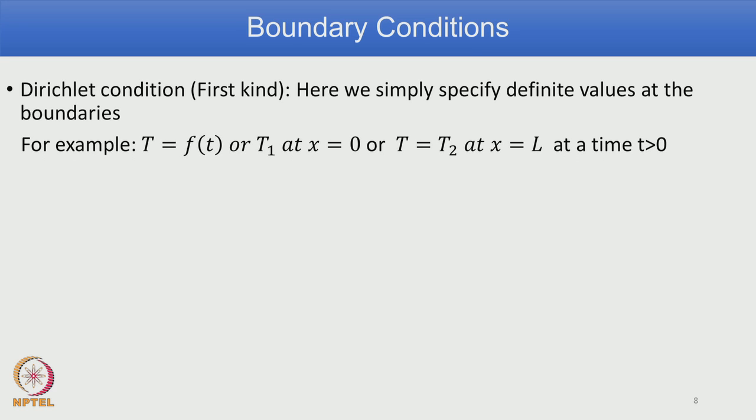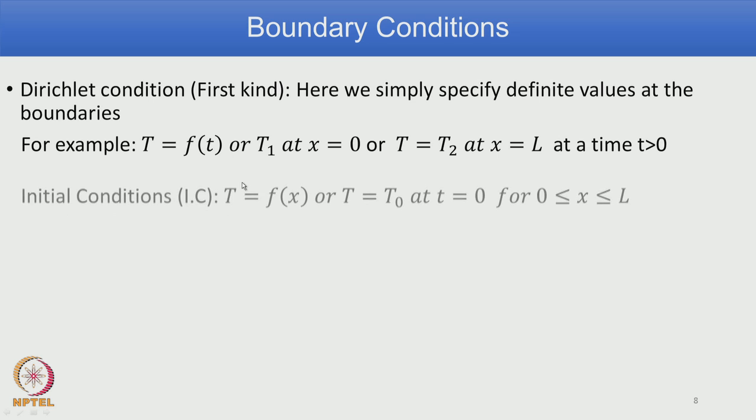So, for example, if you are solving the temperature equation, T is a variable. You can specify T as a function of time, or specifically a value T1 at x equal to 0 on one side of the boundary, and T equal to T2 at another boundary at x equal to L for all time greater than 0. So, specifying a particular value or a function is called the Dirichlet boundary condition.